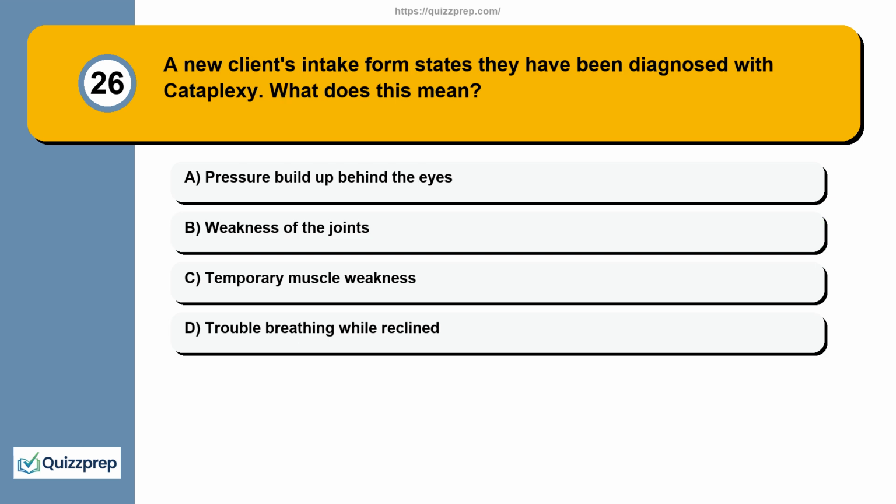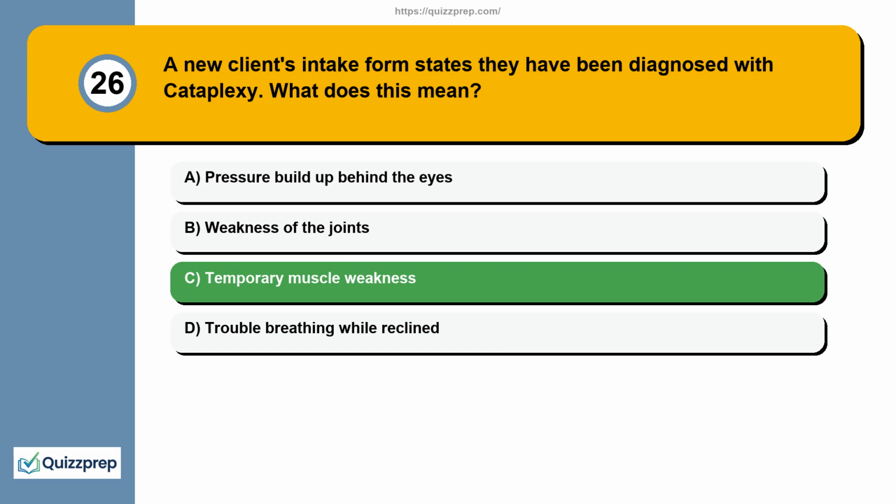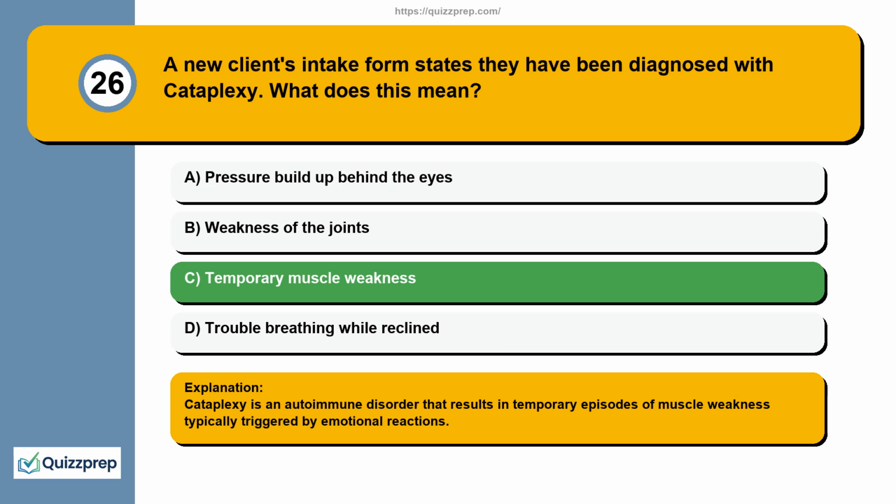Question 26. A new client's intake form states they have been diagnosed with cataplexy. What does this mean? Pressure buildup behind the eyes, weakness of the joints, temporary muscle weakness, trouble breathing while reclined. Cataplexy is an autoimmune disorder that results in temporary episodes of muscle weakness typically triggered by emotional reactions.